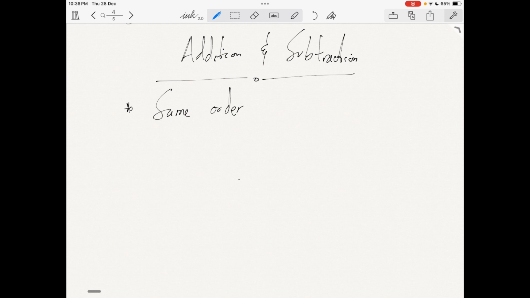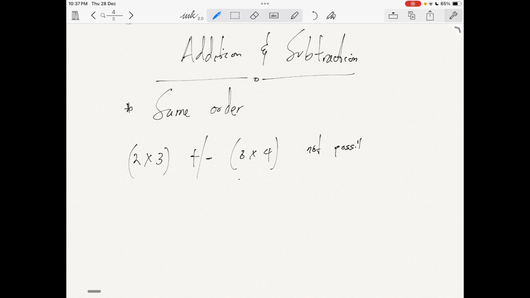So we cannot have, let's say, a 2 by 3 matrix added to or subtracted from a 3 by 4 matrix. This is not possible.